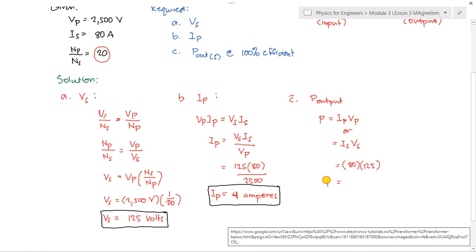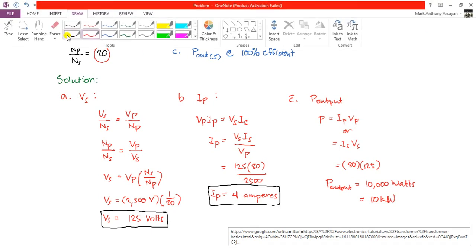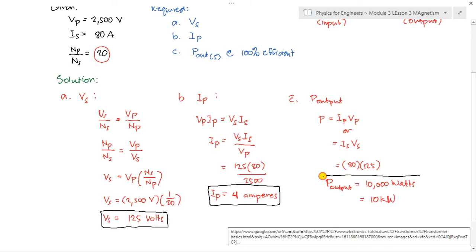So therefore, my power output is equal to 80 times 125. That is 10,000 watts, or also 10 kilowatts. Okay, that is our power output for our transformer. So naipangutan na ni.